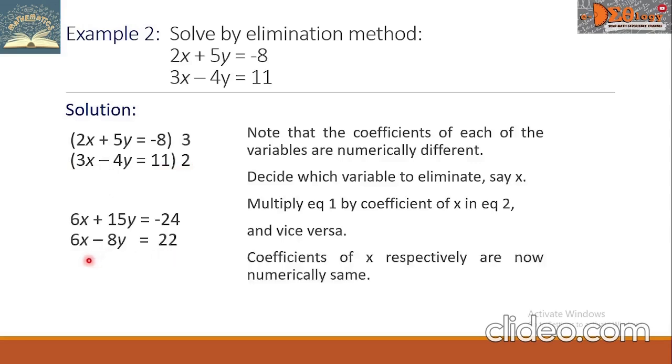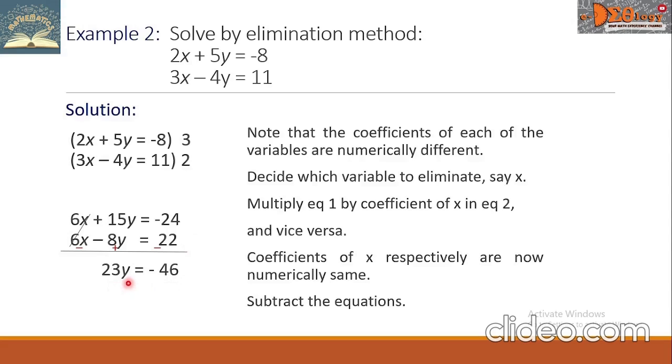Now we see that the coefficients of x are now numerically the same. Therefore, we will subtract the equations. Remember, when we subtract, we need to change the sign of the terms of the second equation. The 6x here becomes negative, negative 8y becomes positive, the positive 22 becomes negative. Then we proceed to addition. 6x plus negative 6x is cancelled. 15y plus 8y is 23y. Negative 24 plus negative 22 is negative 46.